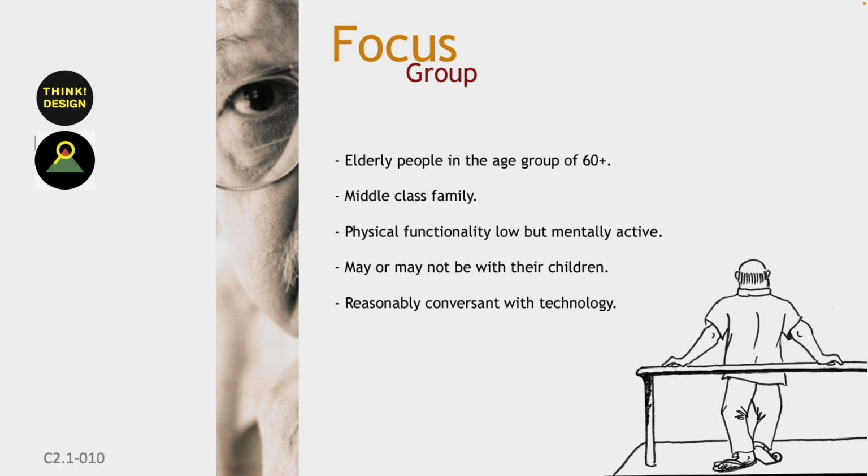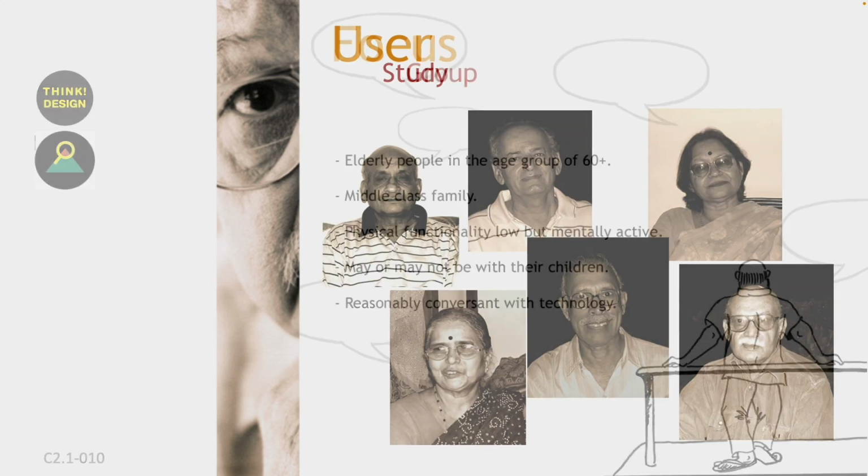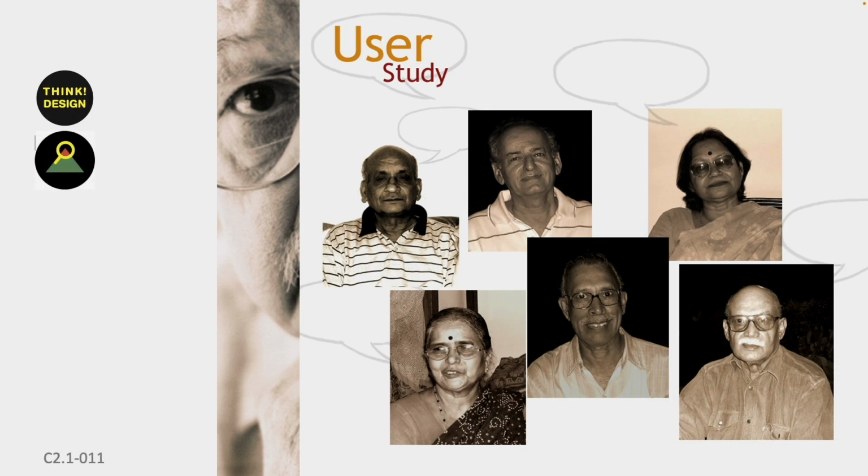So, let us focus on this group. It is elderly people in the age group of 60 plus from a middle class family. Physical functionalities may be low, but mentally active, may or may not be with their children, and they are conversant with technologies. So, these were the 6 users they went and talked to, had conversations.